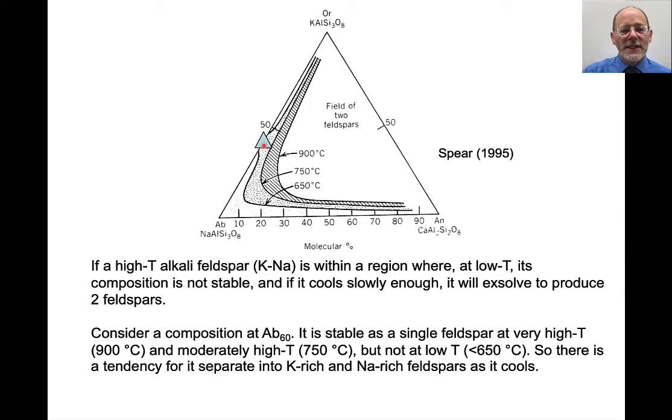If we cool it slowly enough so that it equilibrates along the solvus, I'll show you what that means, at 650 degrees it would separate into two different feldspars. There would be one feldspar that has this composition and another feldspar with this composition. That is, there would be two coexisting feldspars, not a single homogeneous feldspar. And so that's what I'm trying to say here. If you have this composition, let's say it's about 60% albite, it would be stable at high temperature and moderately high temperature, but not at low temperature.